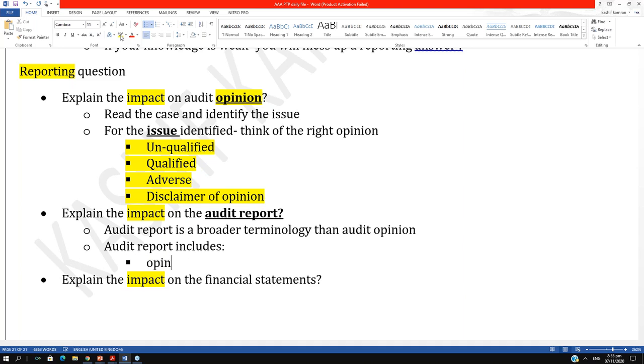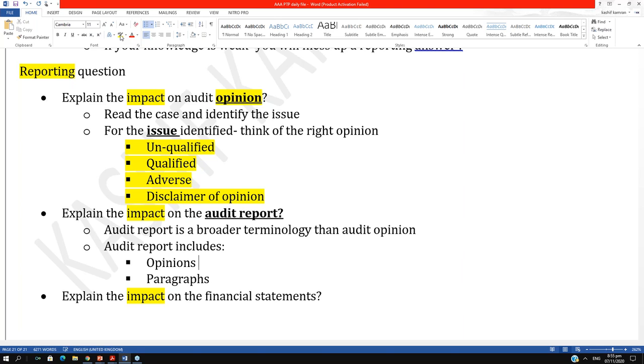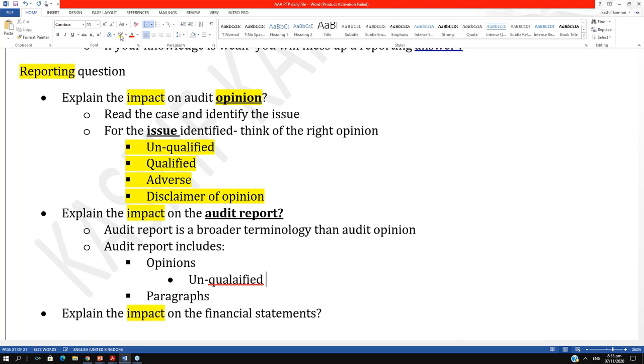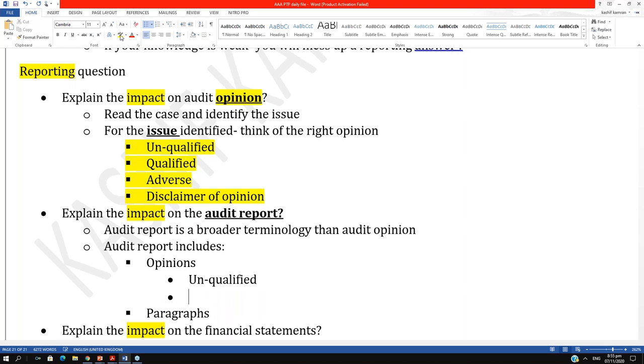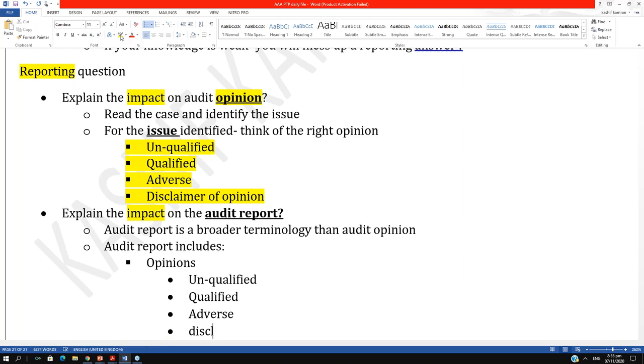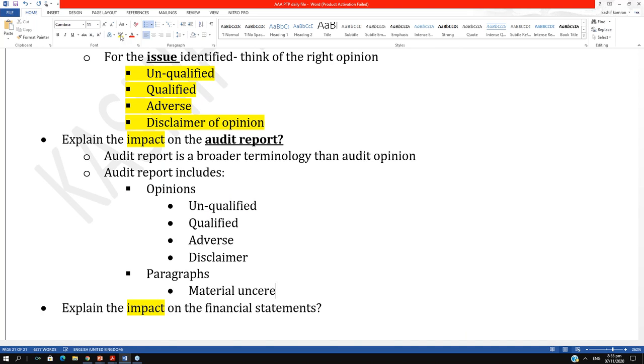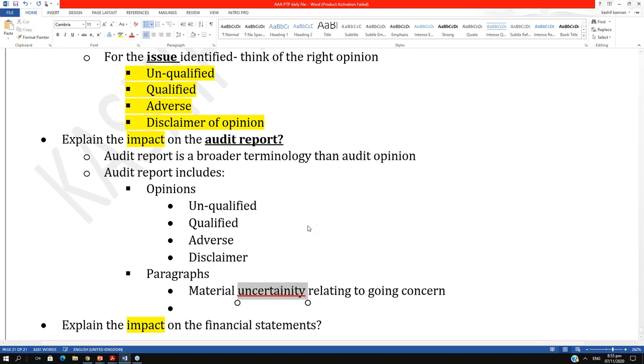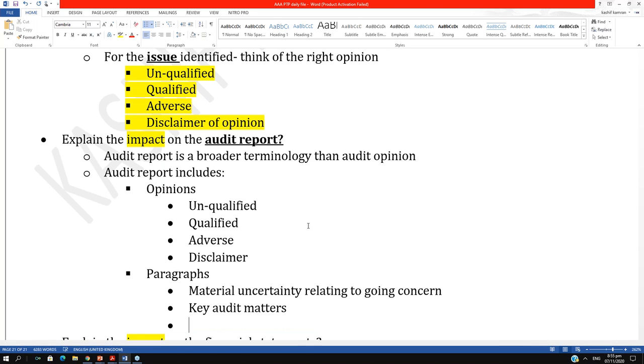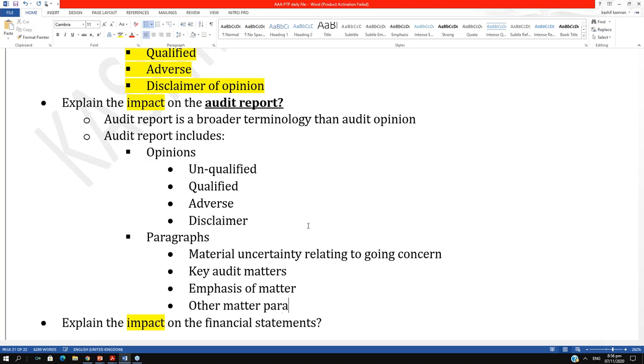Audit report is broader terminology than audit opinion, and the audit report includes, number one, opinions, and the audit report includes paragraphs. How many opinions does the audit report include? Unqualified, qualified, adverse, disclaimer. And the audit report can include material uncertainty relating to going concern. The audit report can include paragraphs like key audit matters, emphasis of matter, other matter paragraph, and other information paragraph. I think the other information came in the last exam paper, which was September 2020, the results of which were recently announced.